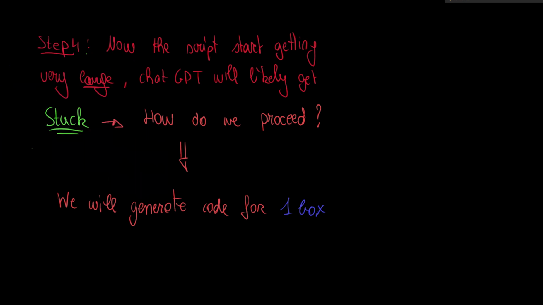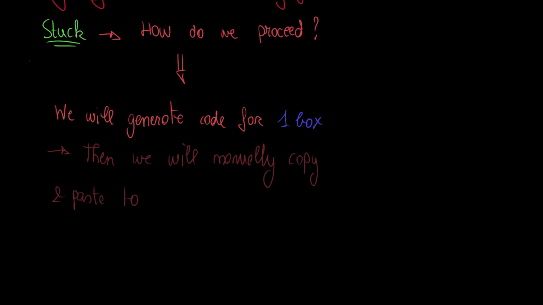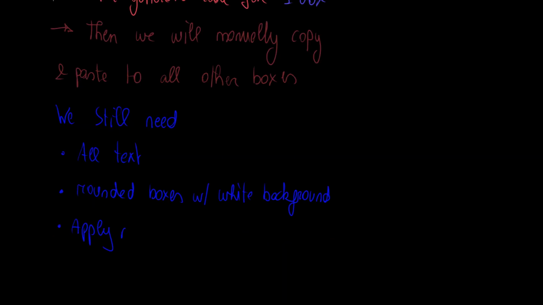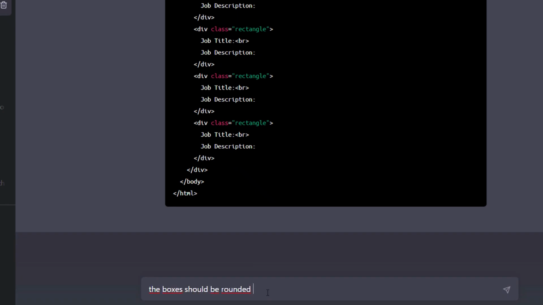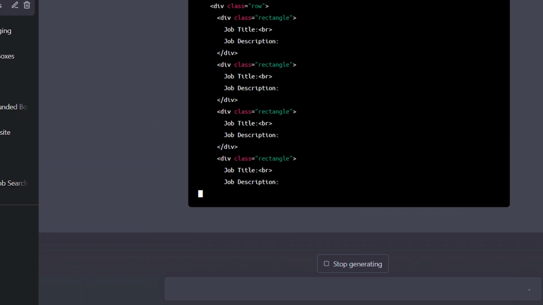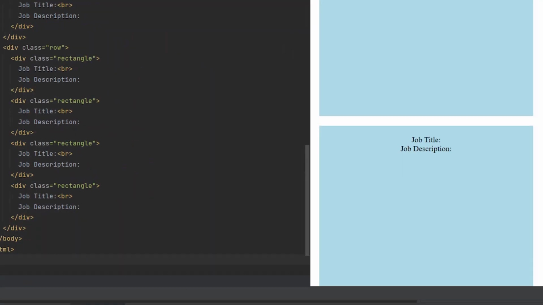How do we proceed? We will generate code for 1 box each time, and then we will manually copy and paste to all other boxes. In this way we have full control over the code and ChatGPT will not get stuck. So first of all we can apply the Arial font and rounded corners with white background to each of the boxes. This can be applied on all the boxes at once in the style section of the HTML code.